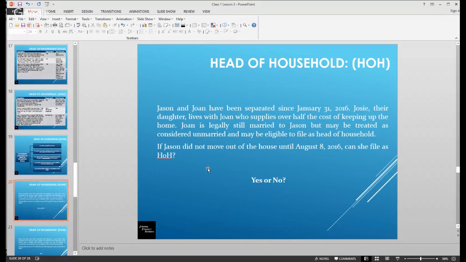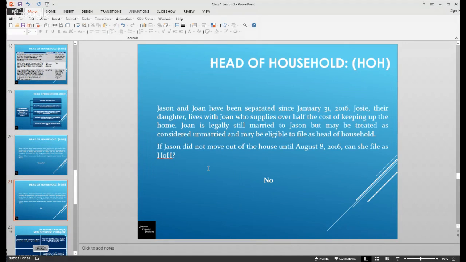So here we're going to go through some examples. Jason and Joan have been separated since January 31st. Josie, their daughter, lives with Joan, who supplies over half the cost of keeping up the home. Joan is still legally married to Jason, but may be treated as considered unmarried and may be eligible to file as head of household. If Jason did not move out of the house until August 8th, would she be able to file head of household? In that instance, it would be no, because he did live in the house during the last 6 months.